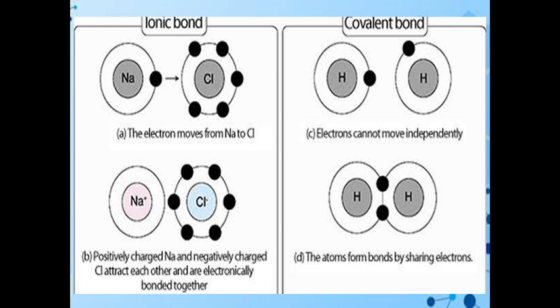In a covalent bond, as you can see, there is a sharing of electrons. Electrons cannot move independently, and the atoms form bonds by sharing electrons. Again, an ionic bond is a transferring of electrons, while a covalent bond is the sharing of electrons.